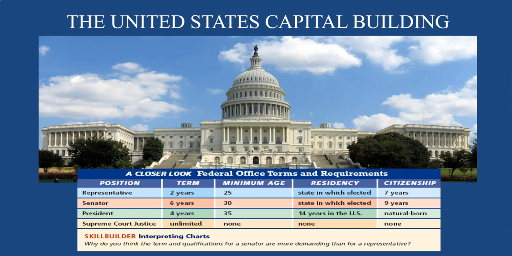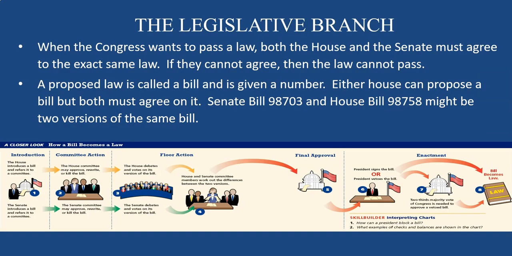The representatives' minimum age must be 25 years old. The senators must be 30. The president must be 35. And for the Supreme Court, there are no age restrictions. And as you can see, residency and citizenship are all part of the requirements to serve in the United States government.